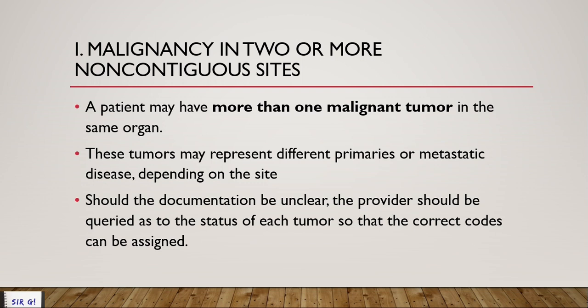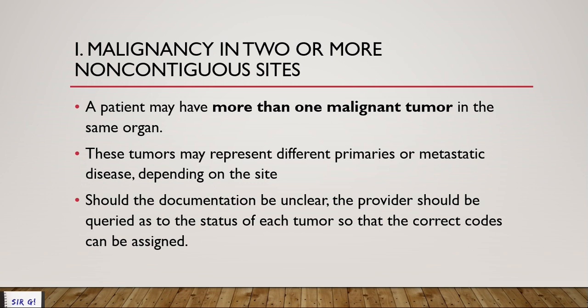Okay? Malignancy in 2 or more non-contiguous sites. As per your general guidelines a while ago, if it's a non-contiguous site, you need to code them separately for different sites. A patient may have more than one malignant tumor in the same organ. So here, for example, there are multiple tumors in the kidney. Okay? These tumors may represent different primaries or metastatic diseases depending on the site. It can be you have 3 tumors in the kidney, but they have different sites or different representations. Should the documentation be unclear, the provider should be queried as to the status of each tumor so that the correct codes can be assigned.